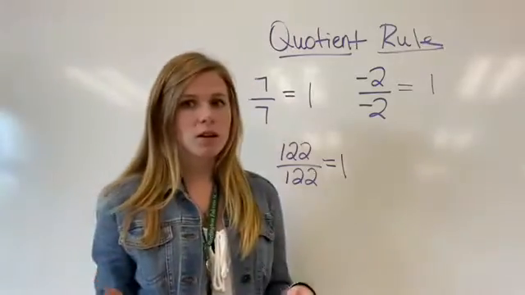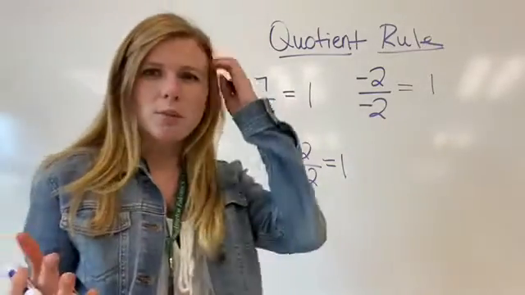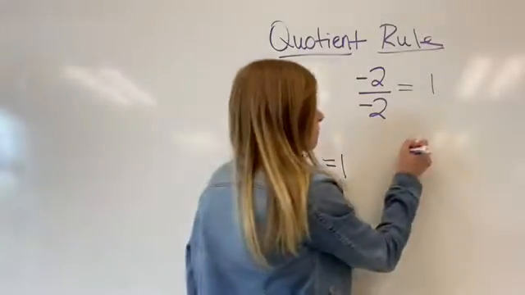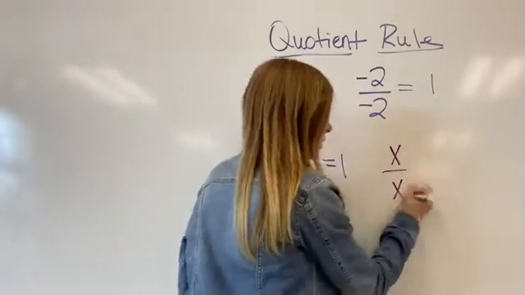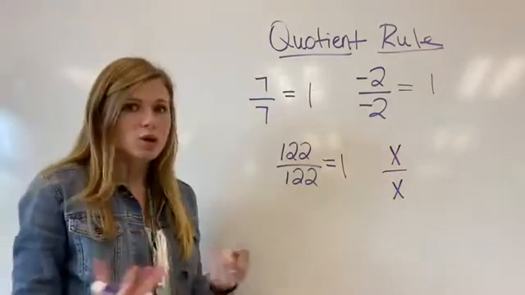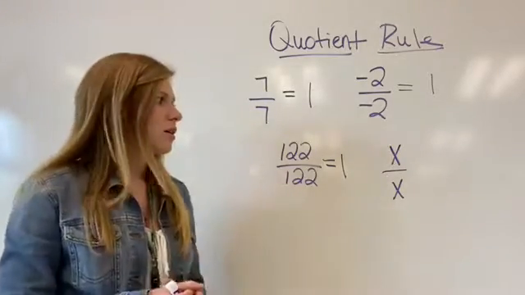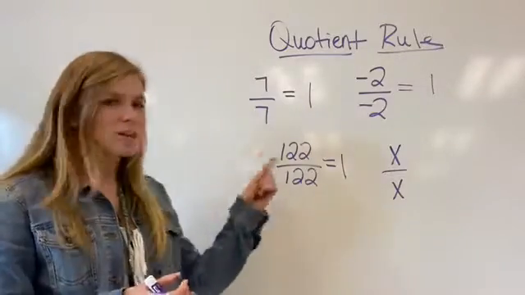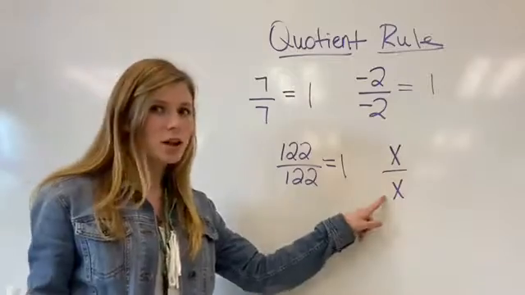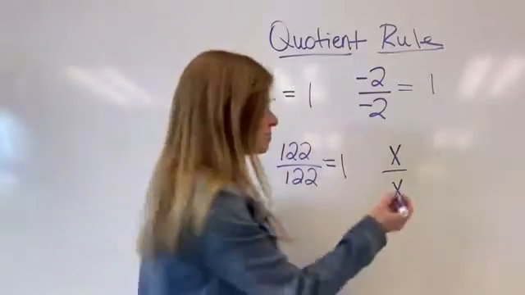Okay, you're probably thinking this is way too easy. Why are we going back to 5th grade math? Let's try this one. X divided by X. What do you think that's going to be? Well, anything divided by itself equals 1. X divided by itself is going to equal 1.